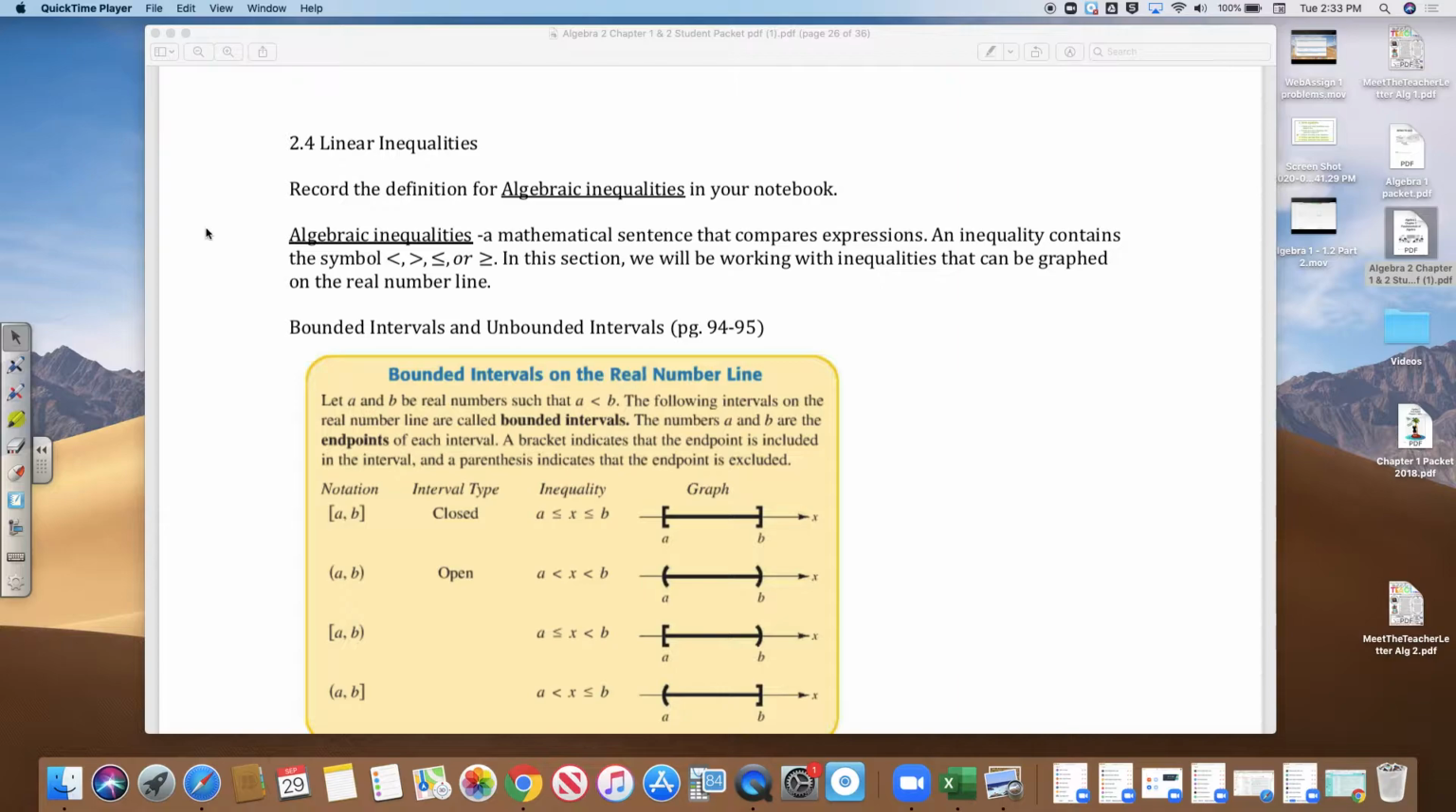This symbol here is not showing up. Hold on.